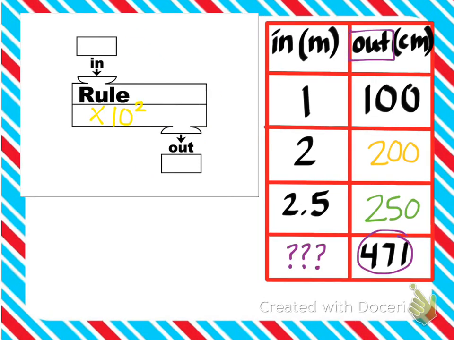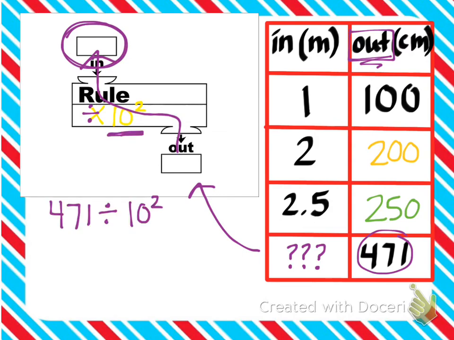Sometimes they will give you a number in the out section, and you will need to figure out what the in section is. So you have to work your way backwards through the function machine. When we work backwards, we need to do the opposite of multiplying. So here we are going to divide by 10 to the power of 2 to figure out what the in column is. So we will take 471 divided by, because we're going backwards, 10 to the power of 2.